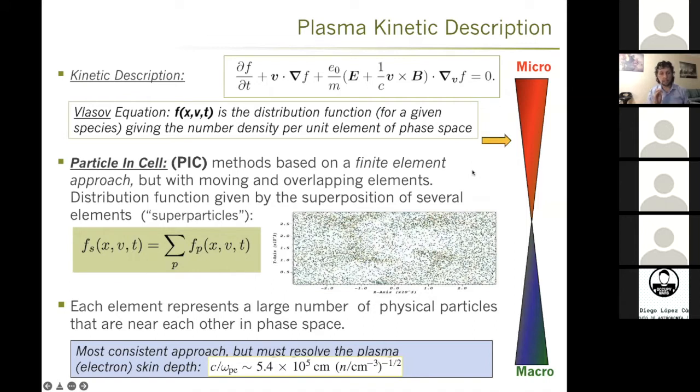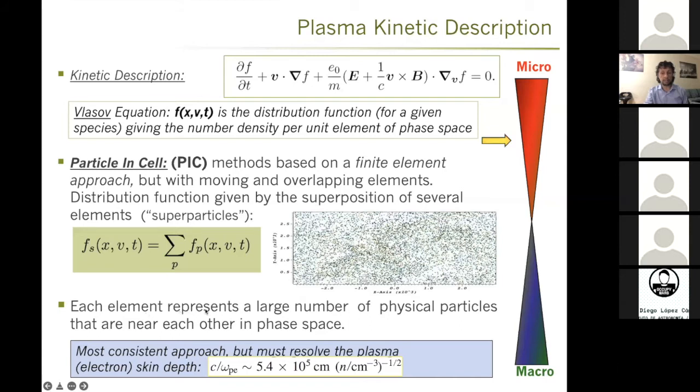Particle in cell exploit exactly this approach, and the particle in cell or PIC method can be considered as a finite element discretization of that equation, the Vlasov equation. Then you can think of the distribution function as given by the superposition of several elements called superparticles, okay, where each element represents a large number of physical particles that are near each other in phase space. Again, this approach is very consistent, but has to resolve the plasma electron skin depth, which is about 10 to the 5 centimeters. So we're talking about kilometer size region.